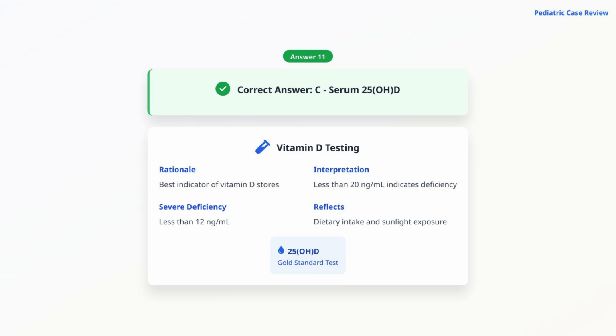This test is the best indicator of total body vitamin D stores and reflects both dietary intake and sunlight exposure. Levels below 20 nanograms per milliliter indicate deficiency, while severe deficiency is defined as levels below 12 nanograms per milliliter. This is the most appropriate first-line test for suspected nutritional rickets.